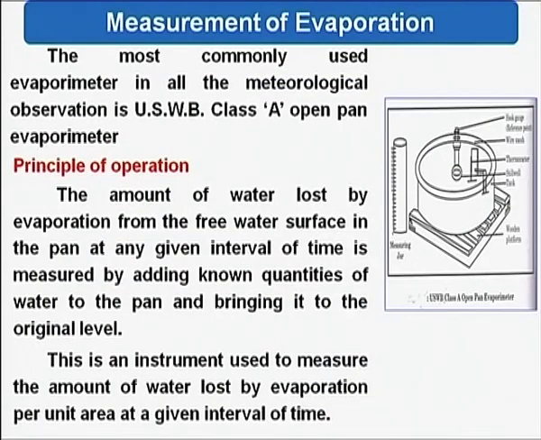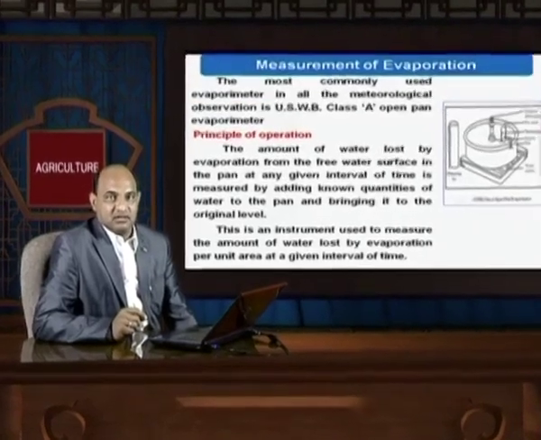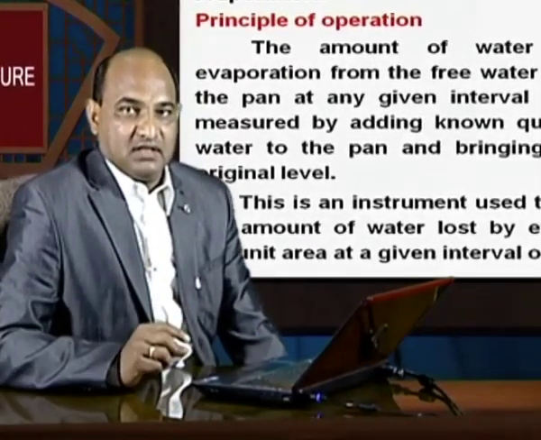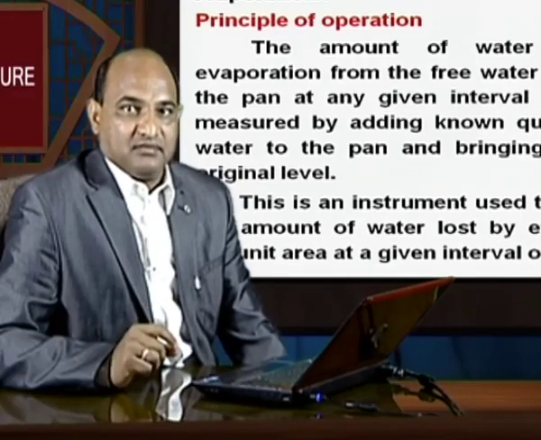You can see in this particular diagram that it is a USWB class A pan evaporimeter. It consists of a tank, a stilling well, a thermometer, a wire mesh and a hook gauge, and it is all kept on a wooden platform, and there is a measuring jar to measure the water and pour the water into this tank. So, for the measurement of evaporation, the most important instrument is the USWB pan evaporimeter, and by measuring the water which we are pouring into this tank, we can measure how much of the water has evaporated.